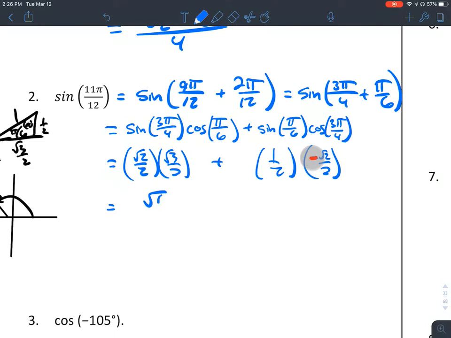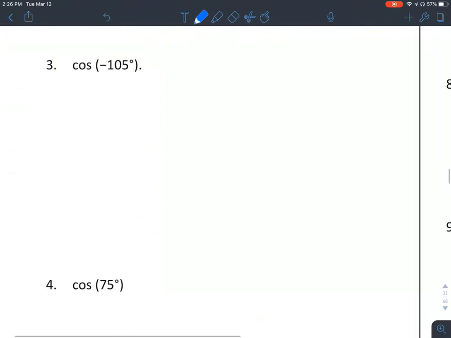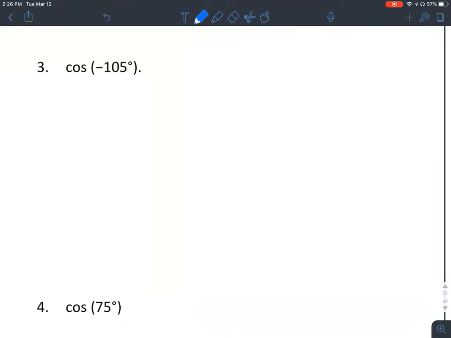Simplifying this, we're going to get square root of 6 over 4 minus square root of 2 over 4. That's going to give us square root of 6 minus square root of 2 divided by 4. Cool. Number 3, cosine of negative 105. I need to add two angles together that are multiples of 30 and or 45 to get negative 105. And there's multiple correct answers. I'm going to do cosine of negative 45 degrees plus negative 60 degrees.